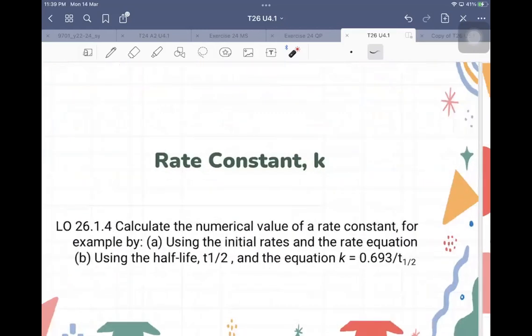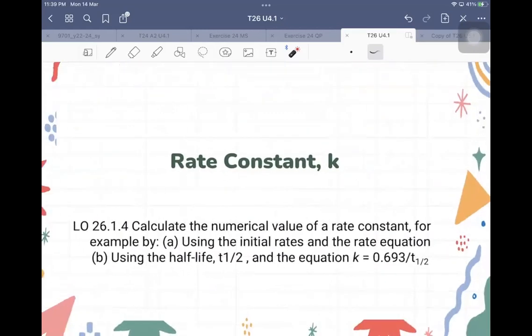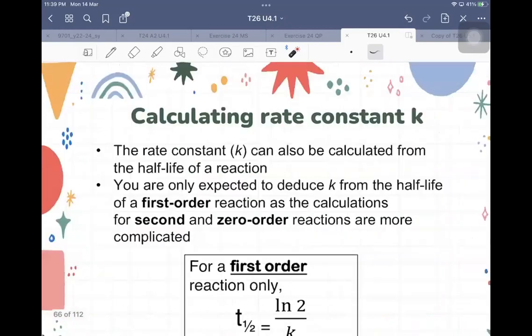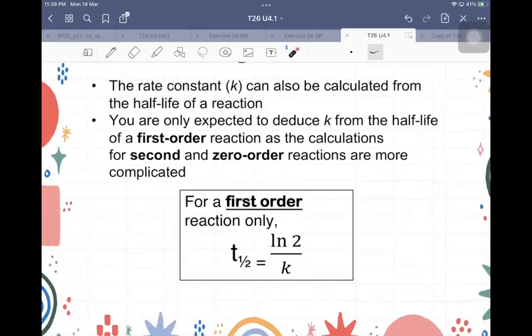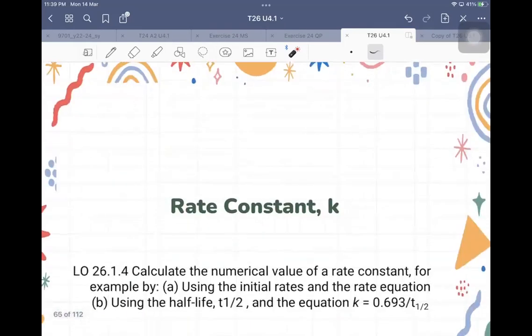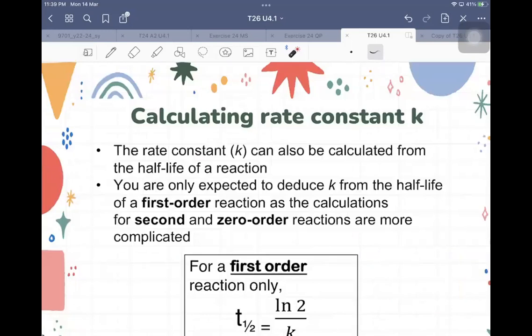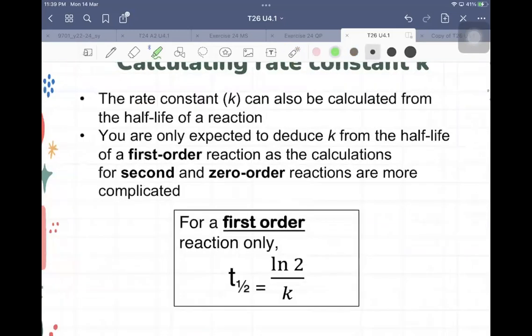Next, rate constant. Calculate the numerical value of a rate constant, for example, by using the initial rates and the rate equation, or using the half-life and the equation K equals 0.693 over T half. If you're wondering what 0.693 is, it's actually ln2. Let me just check that in the calculator. Yes, it's 0.693 1471806, but your learning objective is okay with just 0.693.